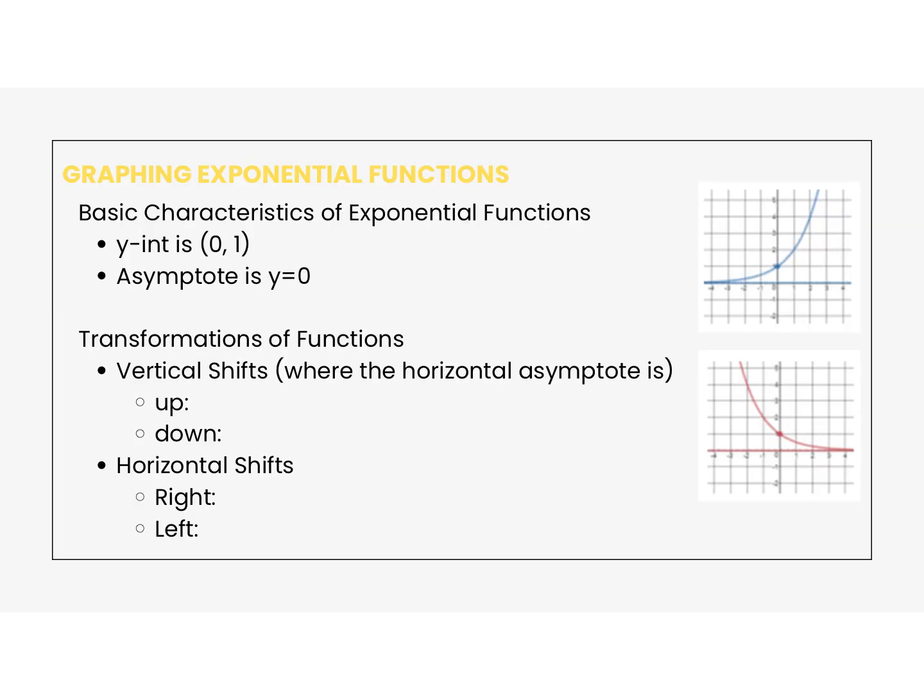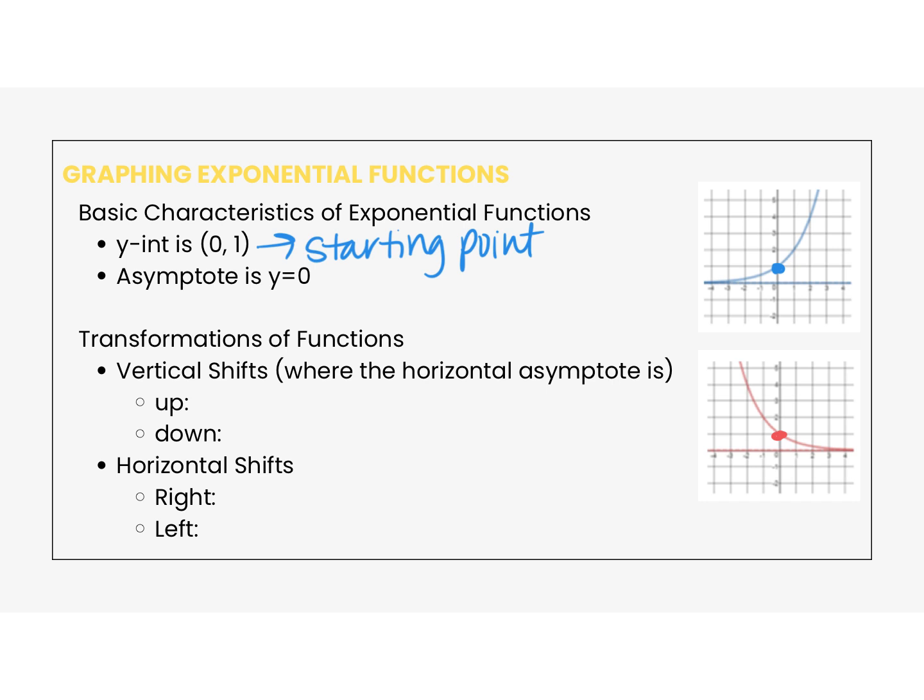All right, but let's talk about if we were to actually graph these. Some important information for you to know. First and foremost is just the basic characteristics of these exponential functions. So the y-intercept is 0, 1, and that's always going to be your starting point. So that's the point that we're always going to graph. And if you notice, it's right here on my graph, and it's right here on my graph. So that point 0, 1 is on both of those graphs.